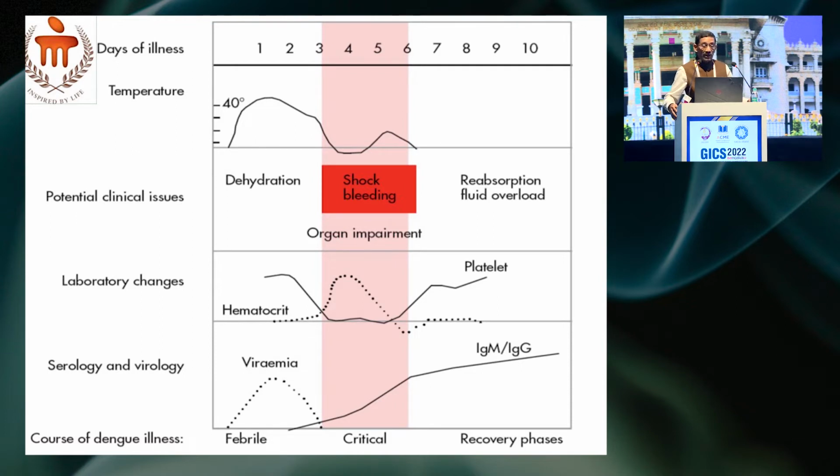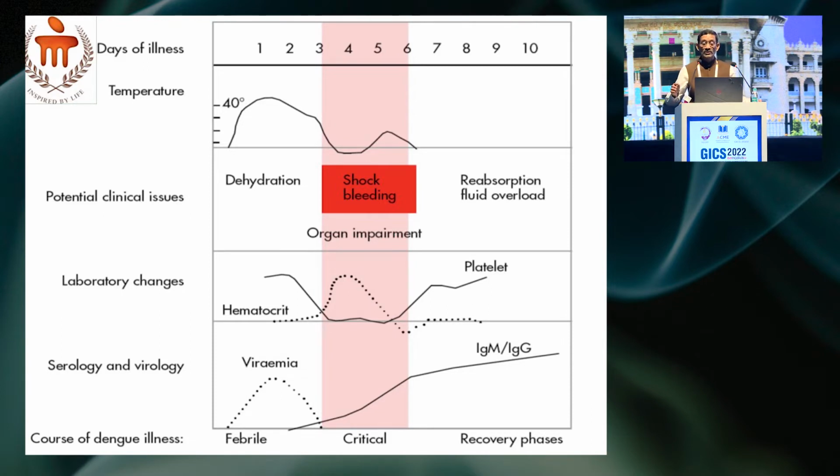The critical phase starts after about 4 or 5 days when NS1 becomes negative. So it is not because of the direct viral involvement, it is probably immune related. By the time the capillary leak is happening, the NS1 is almost becoming negative. So it is probably not a direct viral involvement, it is a host response which leads to the capillary leak somewhere around the 4th or 5th day, and that leads to the significant capillary leak.